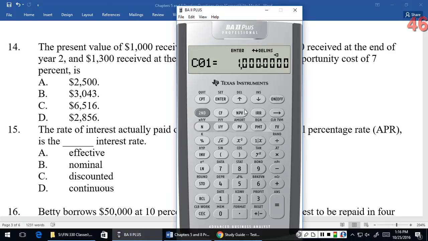The next step after this is to press the net present value key, the NPV key, directly to the right of the cash flow button. So if I press the NPV key, I'm going to enter my discount rate, which in this case is 7%. So 7. Press the enter key to lock it in. Press your down arrow key 1 time, and it tells you at the top of the screen, press your compute key in the top left-hand corner to come up with the solution. And the solution here is $3,043, which matches answer B.